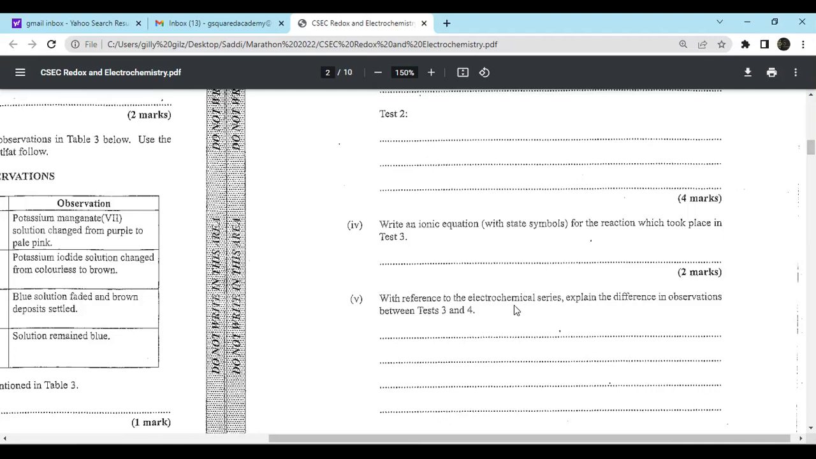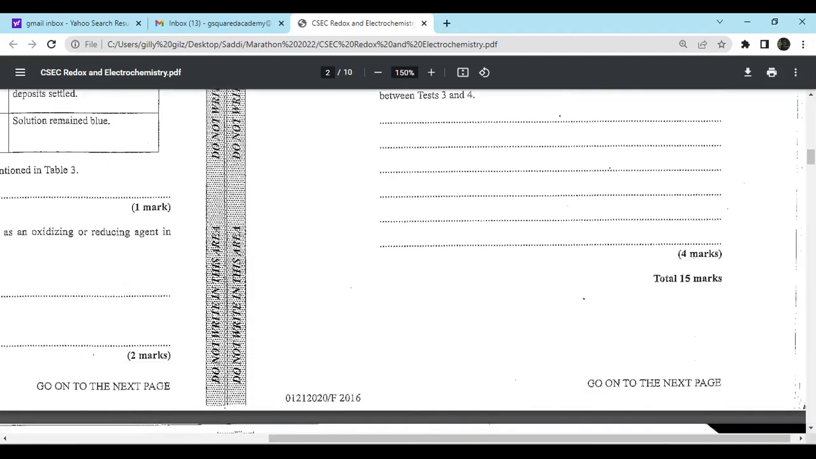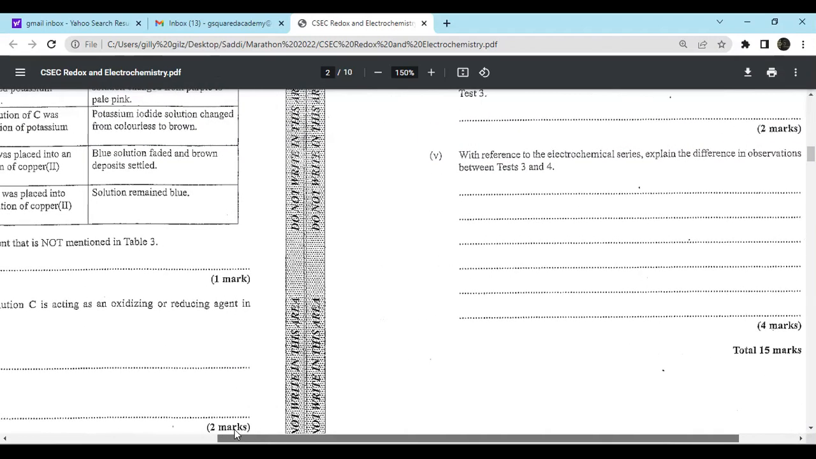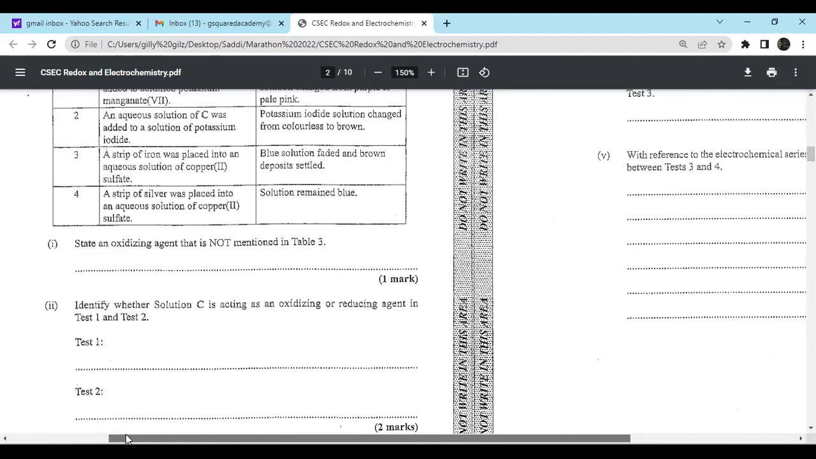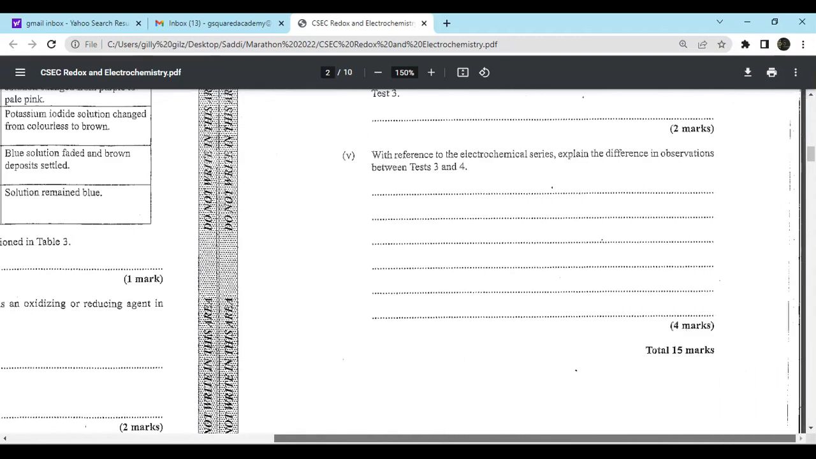With reference to the electrochemical series, explain the difference in observations between test 3 and 4. Yes, they did ask it. That's good. When was this? This must be a long time ago. 2016. That's not so long ago. So they're asking, with reference to the electrochemical series, explain the difference in test 3 and 4. So what is different about when you add iron to copper sulfate versus when you add silver to the copper sulfate? I actually explained this already, but let's do it again.